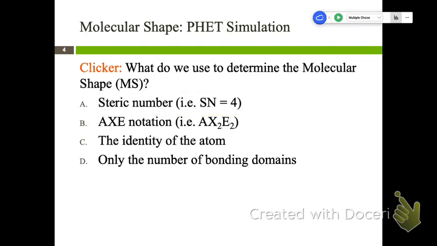So then the next question piggybacks off of that. What about for molecular shape? If we use steric number to figure out the electron geometry, then I want to say, well, where are the atoms in space because of how many are lone pairs and how many are not? Go ahead and click in your response for that.